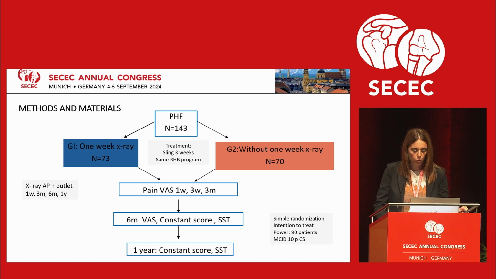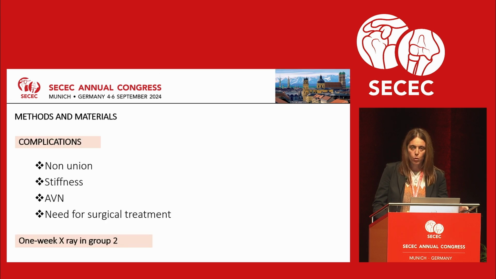And the functional outcomes were assessed with a Constant score and the Simple Shoulder Test at 6 months and 1 year. Radiologically, patients were followed up with simple X-ray at 1 week for group 1 and for both groups at 3 months, 6 months, and 1 year. As complications, we assessed non-union, stiffness, avascular necrosis of the humeral head, and the need for surgical treatment. And we also recorded the need for 1 week X-ray control in patients in group 2.